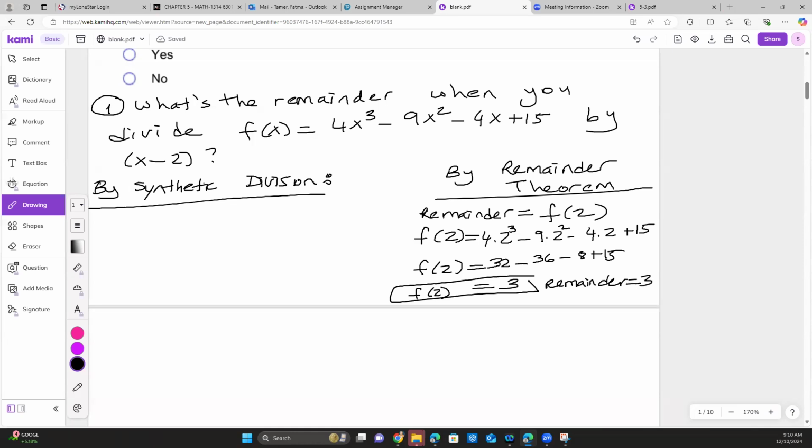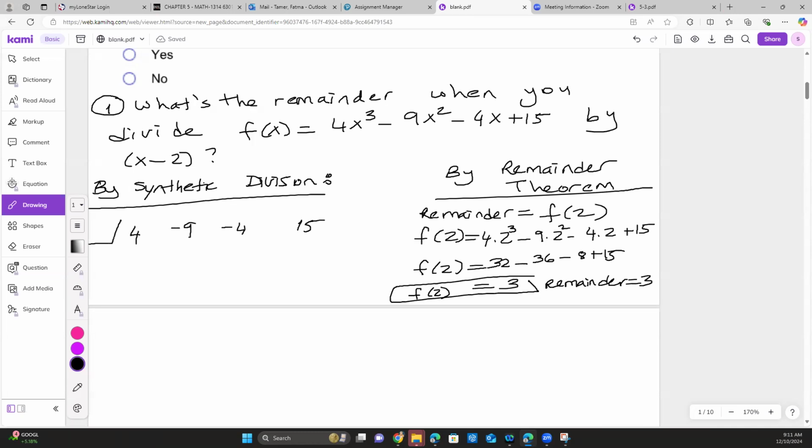Let's prove that this answer will still be 3 when we do the synthetic division. So how do we do the synthetic division? First, the function is in order from greatest power to smallest power, and we have all the terms we need. We have the x cubed, the x squared, the x, and the constant. So I don't need to plug in a 0 for any term. So we have 4x cubed, negative 9x squared, negative 4x, and the last number is 15.